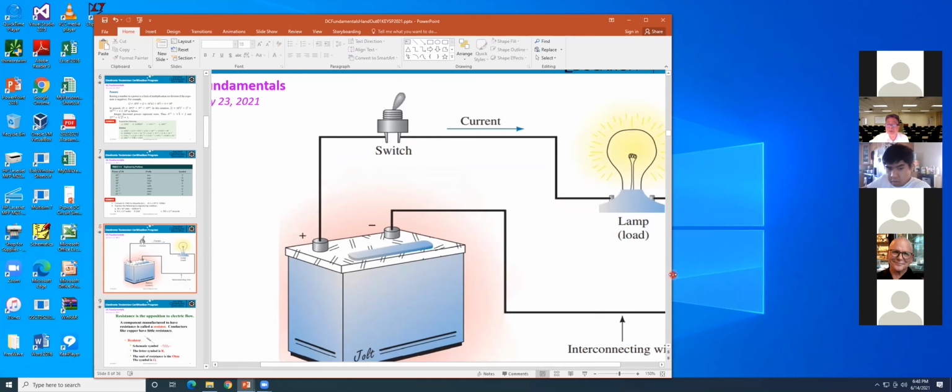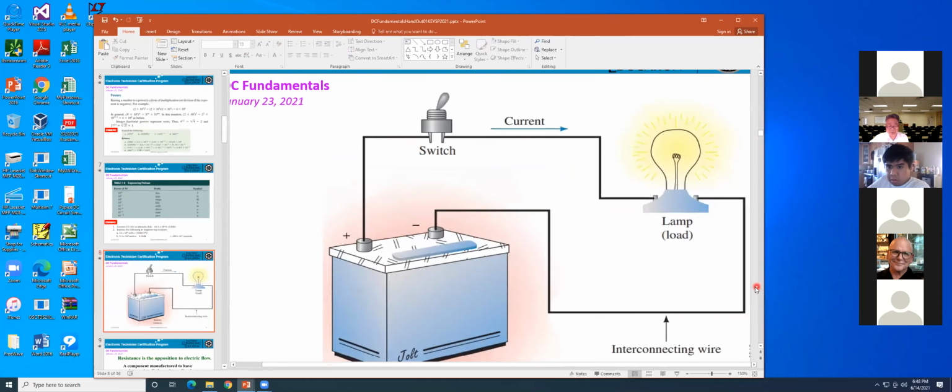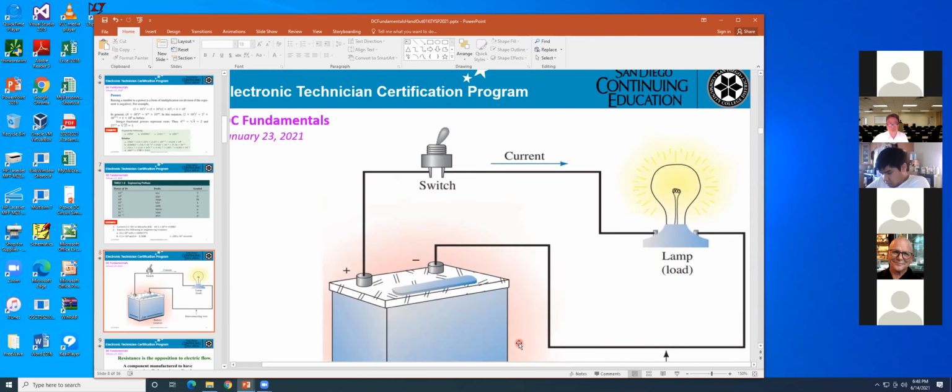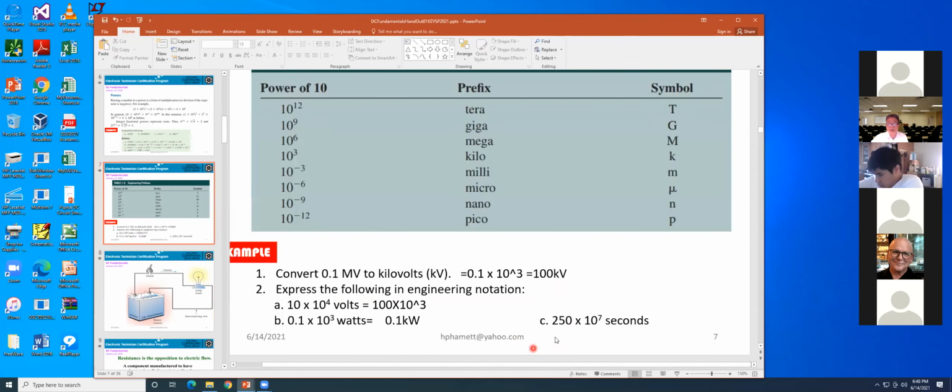Mr. Pham, you said microsecond, but 10 to the power 6 is not micro. That's mega. If you want micro, you have to use minus 6. It's 2500 times 10 to the power 6. So the notation we are going to use here is mega. I'm talking about letter C. Now I want to change that to power of 6.